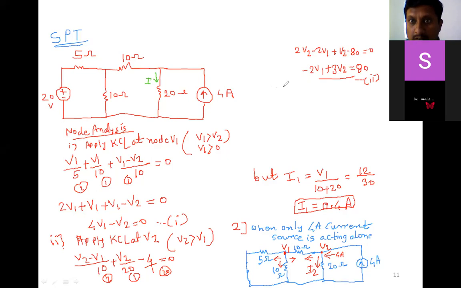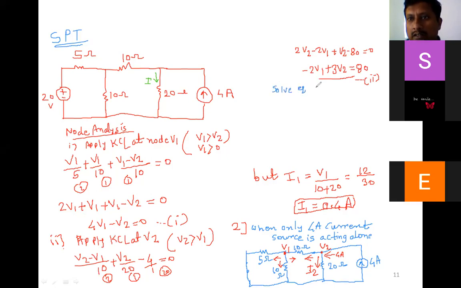Solve equations 1 and 2. So V1 is 8 and V2 is 32. Okay. So V1 and V2 we got, but we are interested in the I2 current.